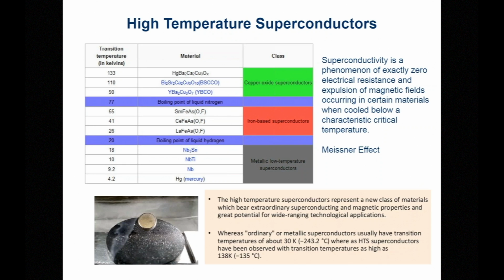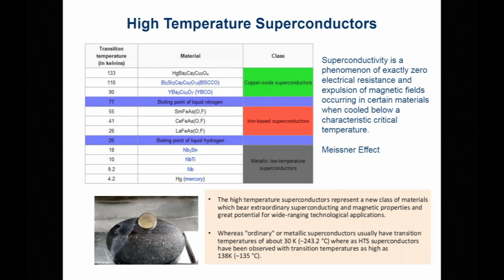Let's talk about high temperature superconductors. So probably you've heard of this for decades that superconductivity is basically a phenomenon where you have zero electrical resistance and expulsion of magnetic fields when cooled below a critical temperature. Interestingly, the high temperature superconductor is almost a misnomer because the superconductivity is achieved at temperatures below, let's say, the boiling point of most gases.